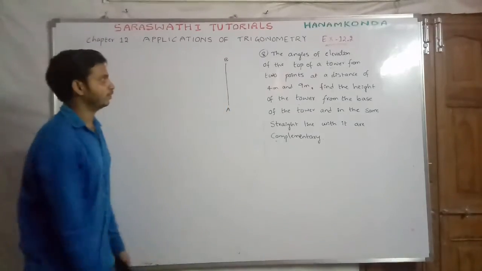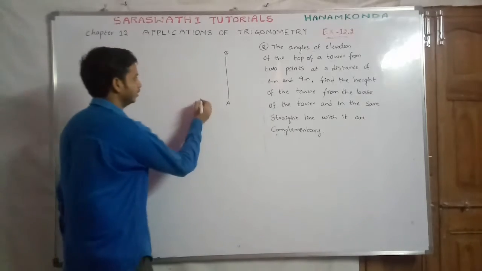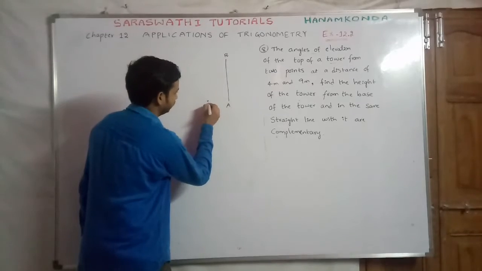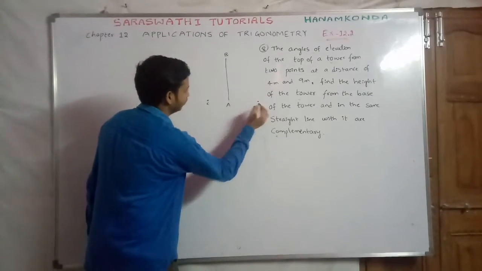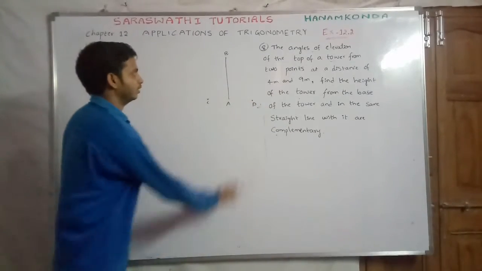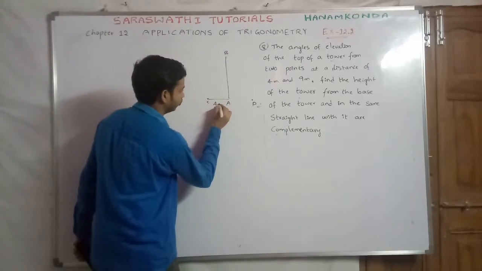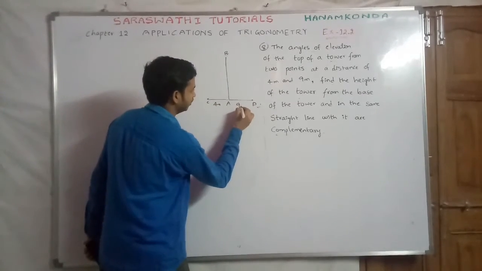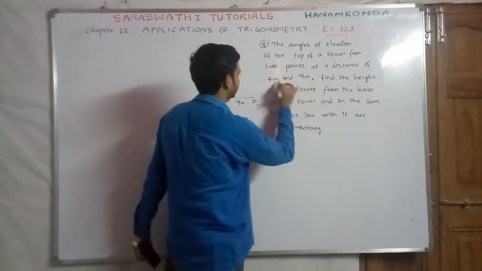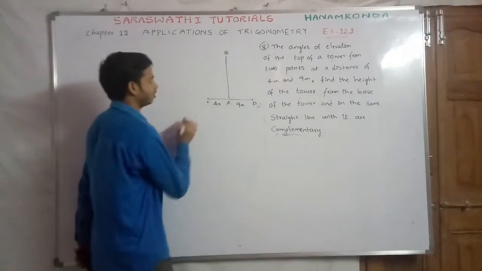In the question it is given that the angles of elevation of the top of a tower from 2 points. Let C and D be the 2 points. In the question it is mentioned that the 2 points are at a distance of 4 meters and 9 meters. So AC distance is 4 meters and AD distance is 9 meters. The angles of elevation are complementary here.